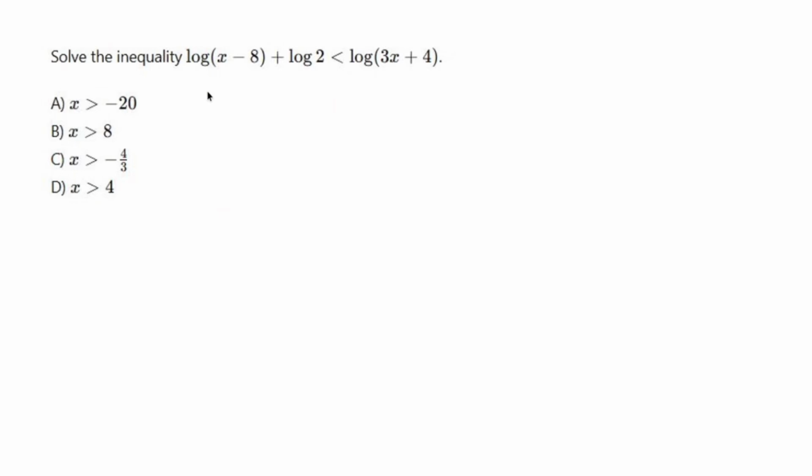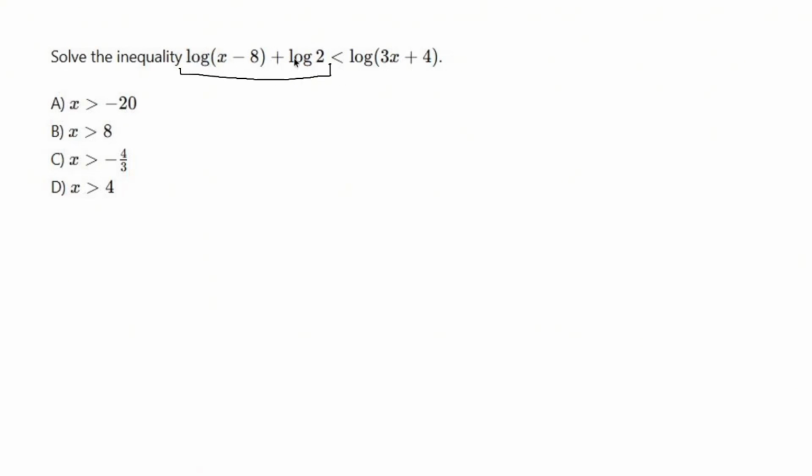Solve the inequality log of (x minus 8) plus log of 2 is less than log of (3x plus 4). Whenever you see logs as part of every single term, that's a good thing. But what we need to do is combine the logs as much as we can on each side individually and then take it from there.